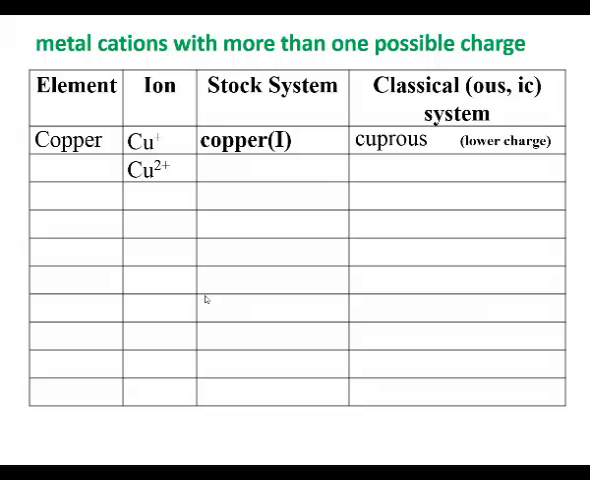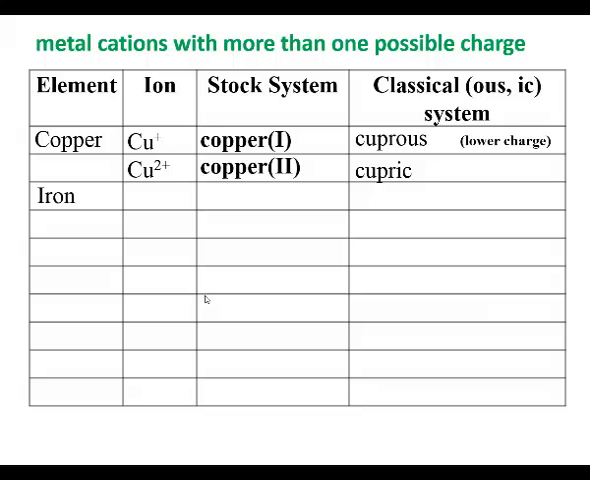Now the copper 2 plus is the higher of the common charge states. The modern stock system would label that with Roman numeral 2. The classical system would name this cupric. I would call this the cupric ion. So that's the higher of the two charge states. Let's look at a few other metal cations that can follow the stock system or the classical us or ic system that I would like you to be familiar with.